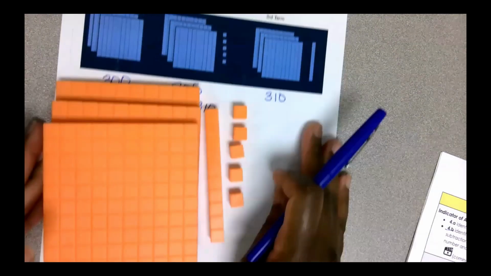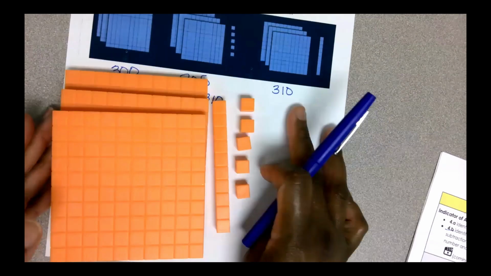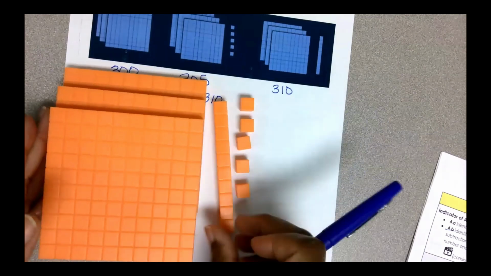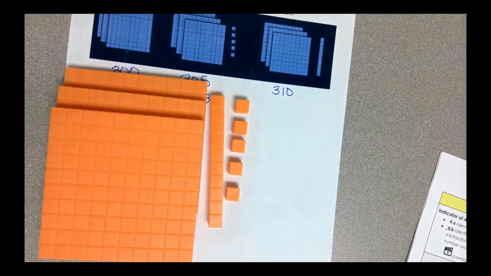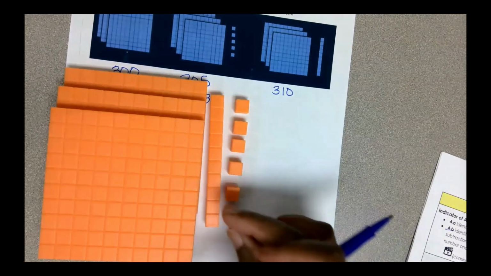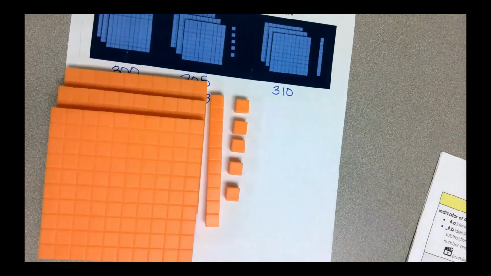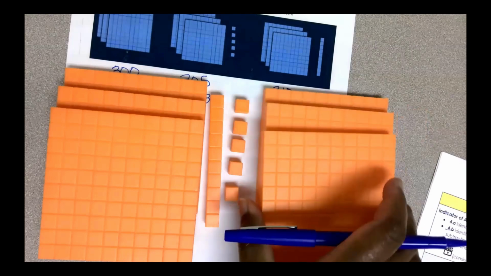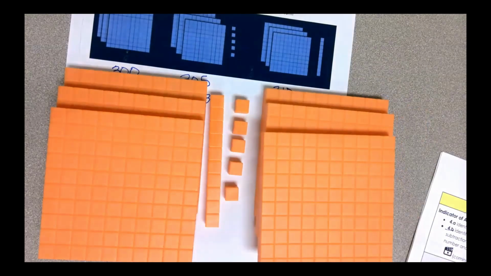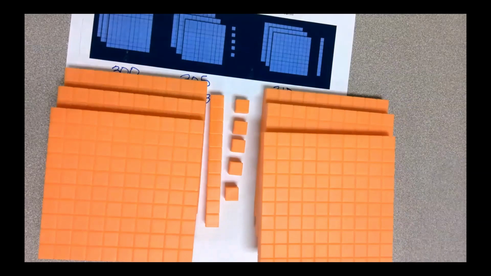So the third term had 310. I'm adding 5 more because each one of the terms added on 5. So my 4th term is going to be 315. Okay. Now I was supposed to do 2 terms. So here's the next term. I have my 3 flats. That still hasn't changed. And then I'm going to be adding on 5 more. So I am at 315.